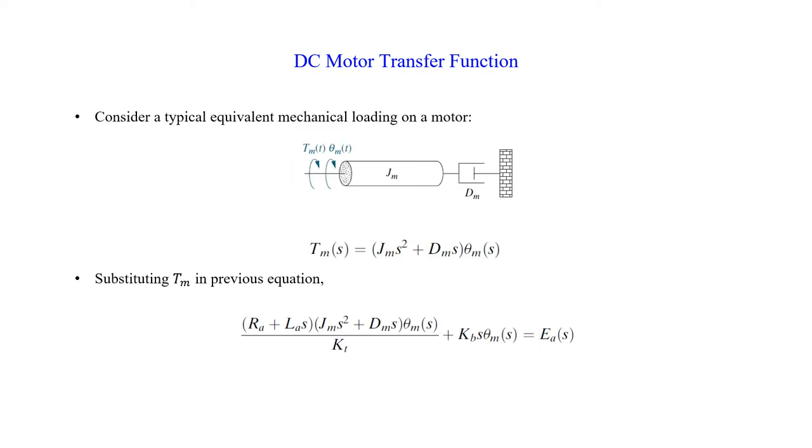To find the relationship between the torque and the angular displacement theta m, we will consider a typical equivalent mechanical load of a motor. Generally, this load consists of two parts: one is the inertia, and the second one is the damper. This inertia is the equivalent inertia, and it is the combination of armature inertia as well as the inertia at the load side. Similarly, the damper is also the combination of the damper at the armature side as well as the damper at the load side.